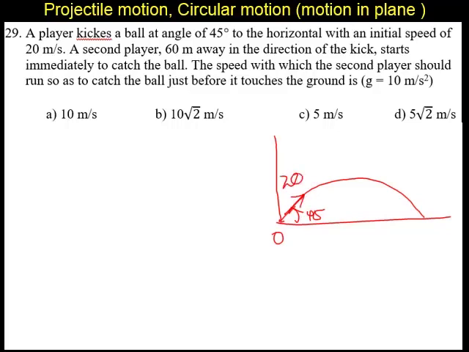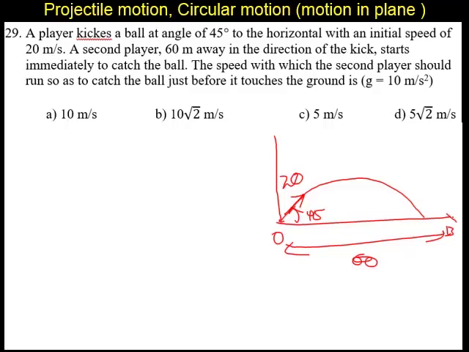Another boy is here. Let us say this is the boy. He is at a distance of 60 meters from here. So this distance is 60 meters. So we have to find first where the ball is going to land. What is the range of the ball? If we know, we can calculate the other one. So first we will go for the calculation of the range of the ball.